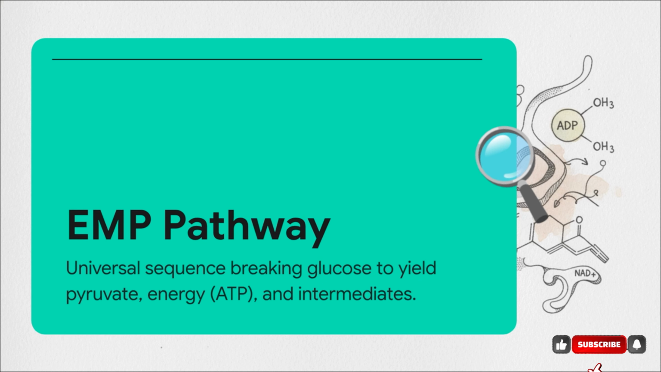It's a sequence of 10 specific reactions that take one 6-carbon glucose molecule and break it down into two 3-carbon molecules called pyruvate. And along the way, we net some ATP and a really important high-energy electron carrier called NADH.